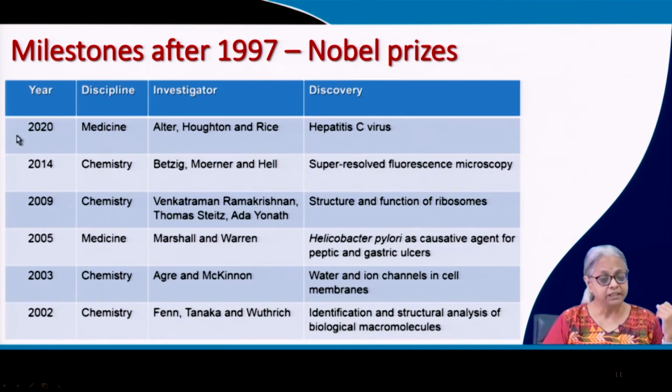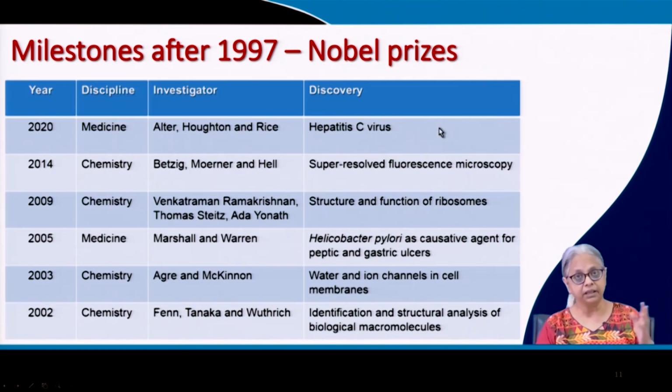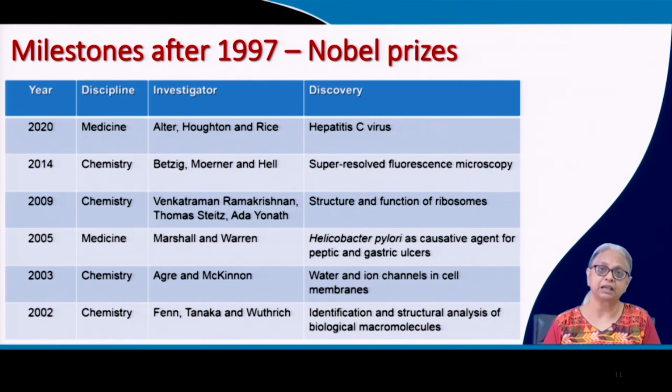And then we come to 2020 in medicine. Alter, Houghton, and Rice discovered the hepatitis C virus. The one that we are all familiar with in India is hepatitis A, which is foodborne and waterborne, but hepatitis C is also a very serious pathogen, and that is the most recent Nobel Prize.